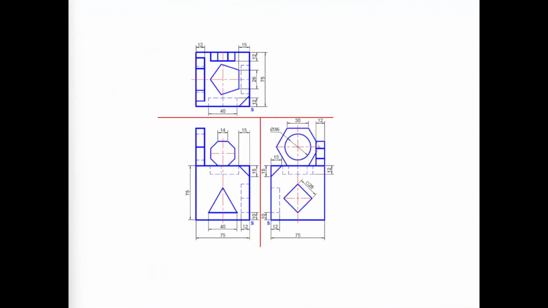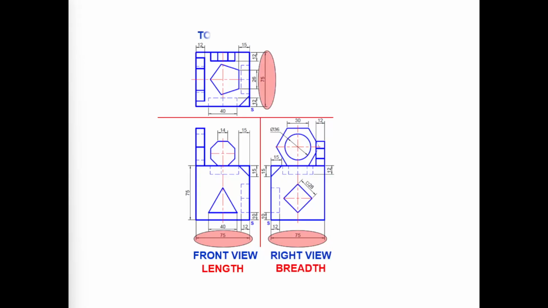Before we can start with our isometric drawing, we first need to understand that in my front view, I will see my total length. In my right view, I will see the total breadth or width, as well as in my top view.